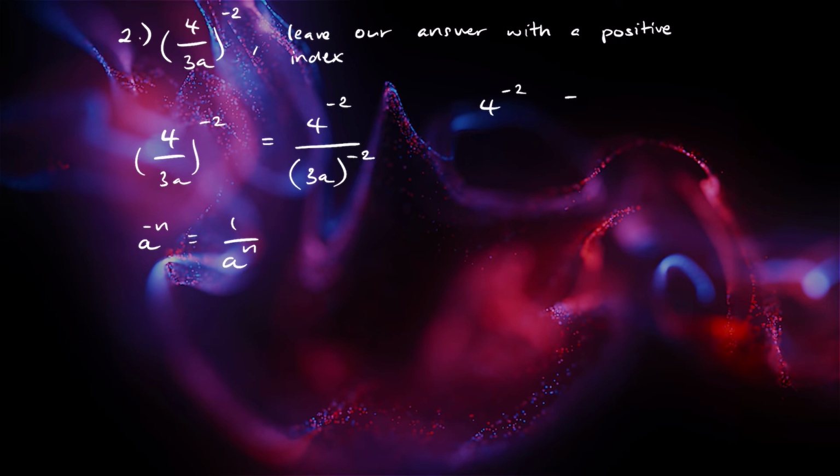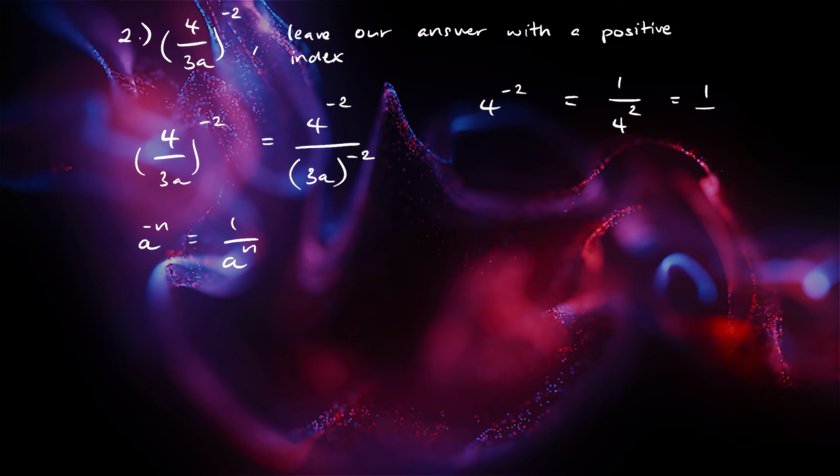Okay, so let's look at our numerator. We've got 4 to the power of -2. Applying our rule, this is the same as 1 over 4 squared. Now 1 over 4 squared is the same as 1/16. So our numerator is the same as 1 over 16.